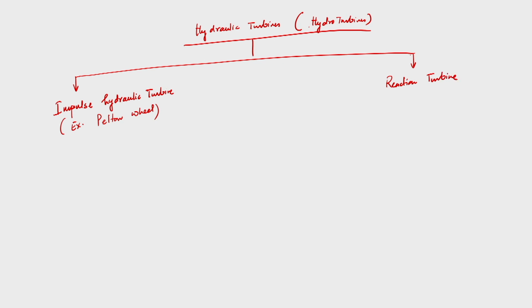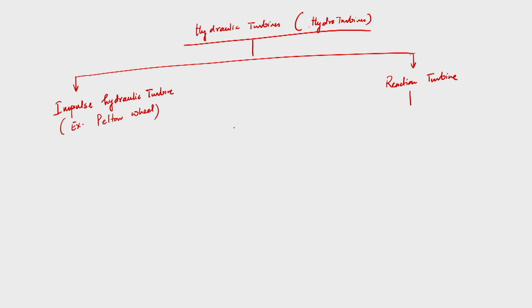So, based on the head being utilized to generate electricity, these hydro turbines are classified into two broad categories. One is the impulse hydraulic turbine, that is the Pelton wheel, and one is the reaction turbine. The reaction turbine can further be classified into two subcategories, one is the radial flow reaction turbine, and another is axial. The example of the radial flow reaction turbine is the Francis turbine.